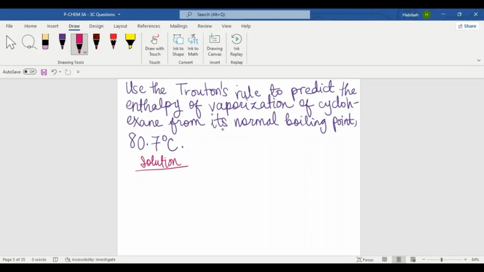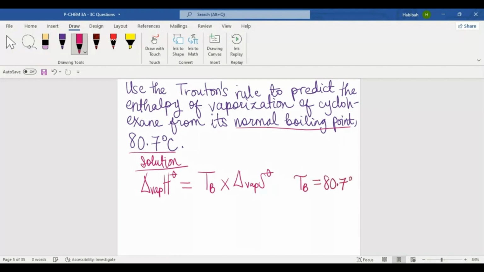So of course we know that we're dealing with Trouton's rule, and Trouton's rule is a rule in physical chemistry that has the formula: change in enthalpy of vaporization, or change in standard enthalpy of vaporization, is equal to the boiling point temperature times the change in entropy of vaporization, or change in standard entropy of vaporization. So this is basically what we're dealing with. We're told the boiling point for this question is 80.7 degrees Celsius. So TB is actually 80.7 degrees Celsius.